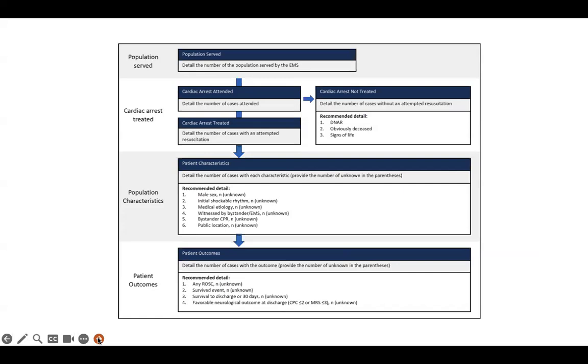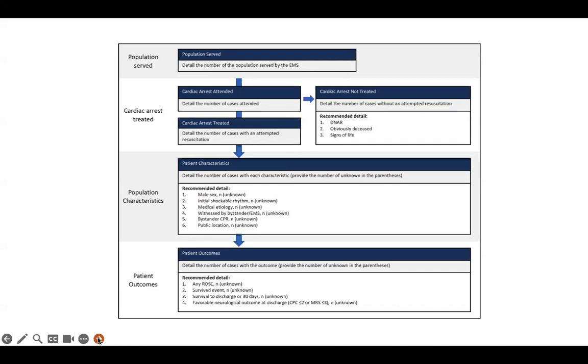So you can see at the top of that flowchart that we want you to detail the number of the population, or the serviceable population, served by your EMS. For the cardiac arrest treated, we want you to detail the number of cardiac arrests that receive an attempted resuscitation. If patients are not resuscitated by the EMS, we want you to detail why in the box to the right-hand side.